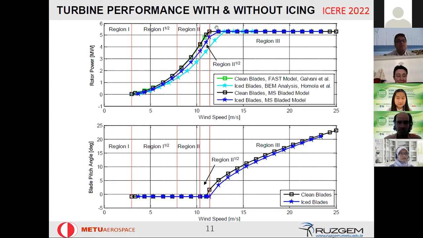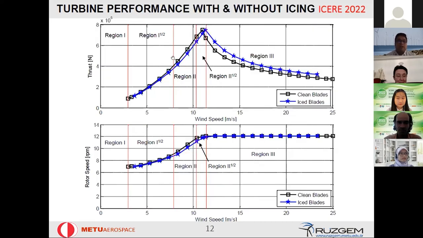Also see that the rated wind speed of the turbine is shifted to larger values in region 3. And there is another data in cyan color, also obtained by Homola et al. using the BEM analysis before. You see the drop in power is much larger than the case here. This means that the severity of the ice accumulation is much larger than the currently considered icing case. And in the below rated region, the blade pitch controller still adjusts the blade pitch angle at its optimum value.